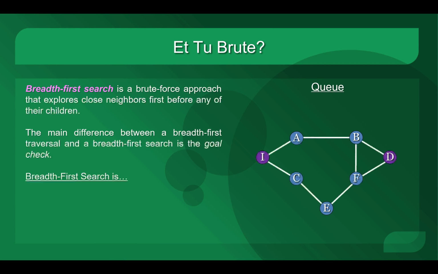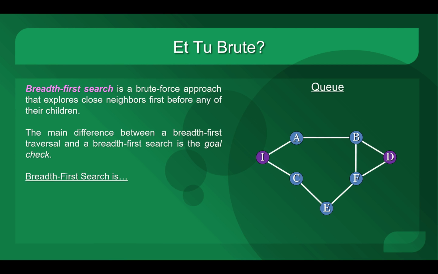The main difference between a breadth first traversal and a breadth first search is that in a breadth first search we have a goal check. That means that after we pull an item off of the queue, the first thing we're going to do is check it to see if it is the goal. And if it is the goal, we're going to terminate the search because we found what we were looking for. In contrast, in a breadth first traversal, we have no goal check, so we keep going until we've explored all of the space, no matter what.